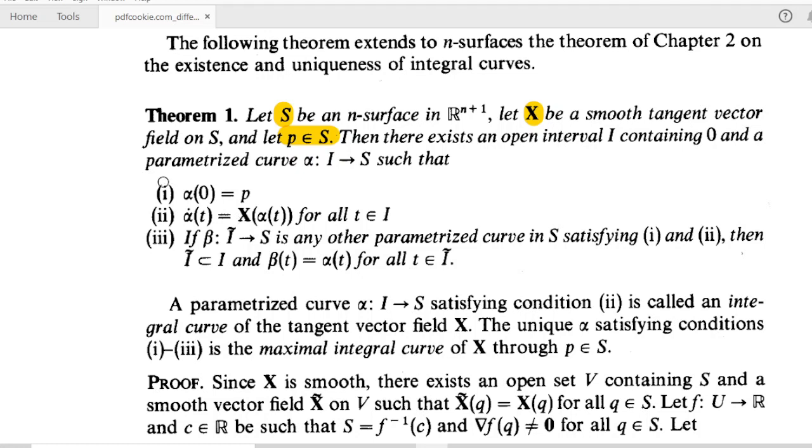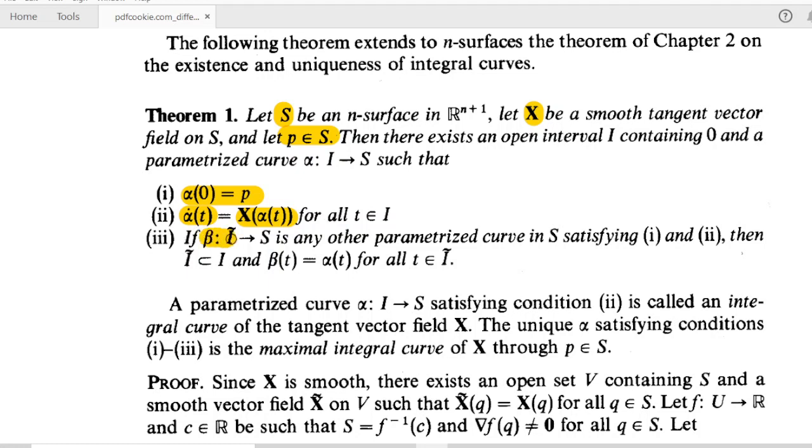So simply speaking, if S is an n-surface and X bar is a smooth vector field on S, and let P belong to S, then there exists an open interval I containing 0 and a parameterized curve alpha from I to S such that alpha of 0 equals P. That means alpha is the curve passing through the point P, and alpha dot of t equals X bar of alpha of t for all t belonging to I.